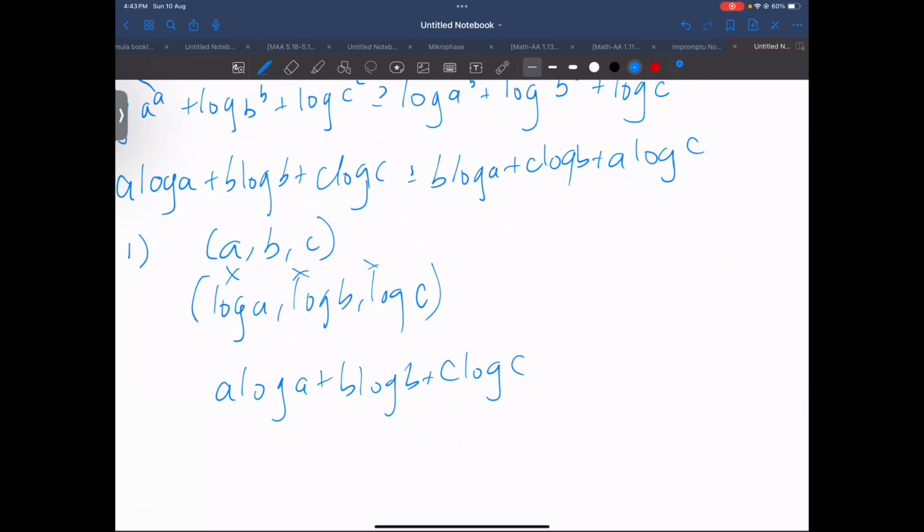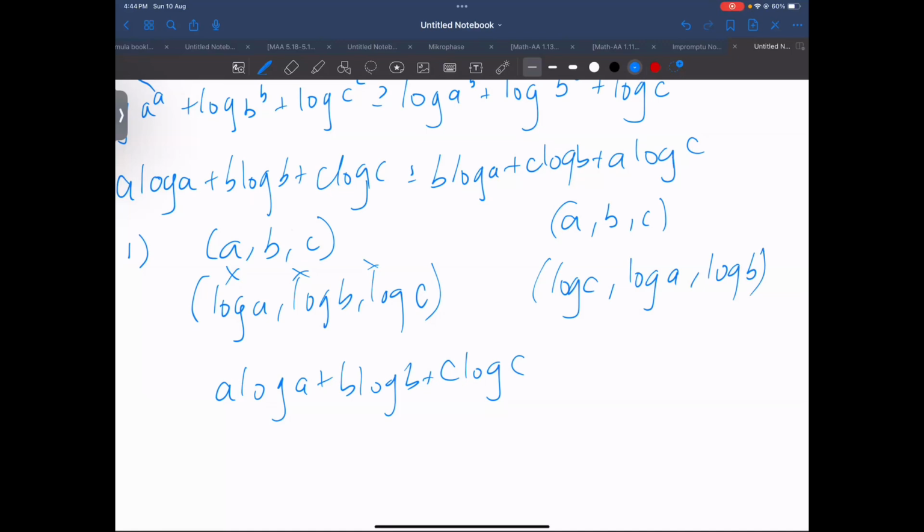Now, on the other hand, to get the right-hand side, what are you actually doing? Well, you have A, B, C, and A would be multiplied by log C, B is multiplied by log A, and C is multiplied by log B.